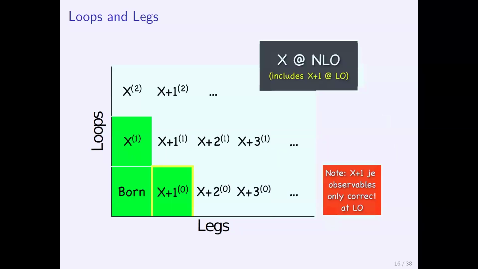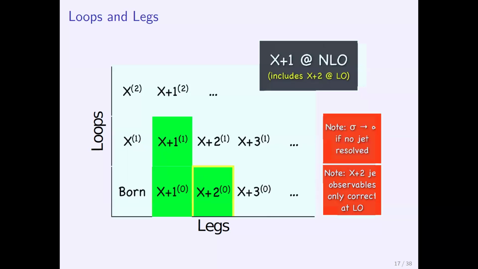So then we have, for example, X at next to leading order. If we're really saying next to leading order, that means that we include, with no additional legs, our loop calculation. And then when we have one additional leg, we include this as well. The important thing is that when we are at the Born calculation, this is truly next to leading order, but when we go to this additional leg, that leg really is only correct at leading order, right? It's only being calculated at leading order.